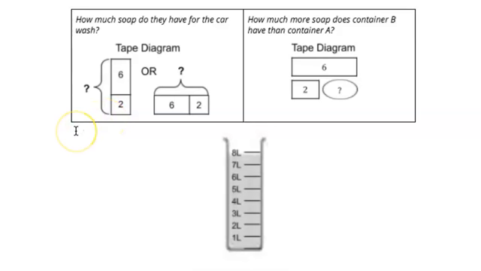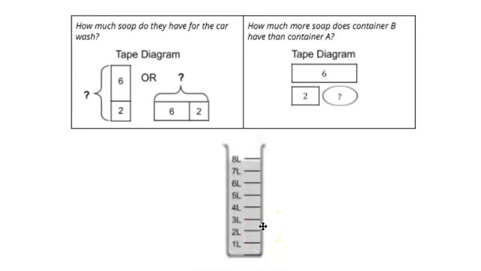I have another question for you. What if 8 gallons of soap, these 8 gallons, need to be shared equally between 4 teams of students washing the cars? How many gallons of soap would each team get? In that problem, you would need to use equal groups or division to solve. You would use your 8 and divide it into 4 equal groups.